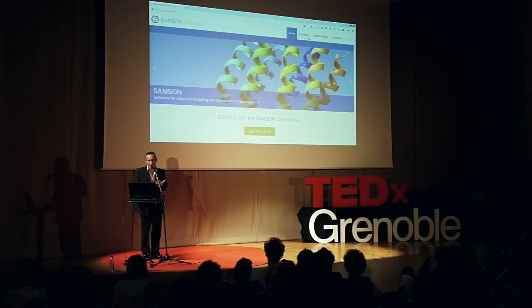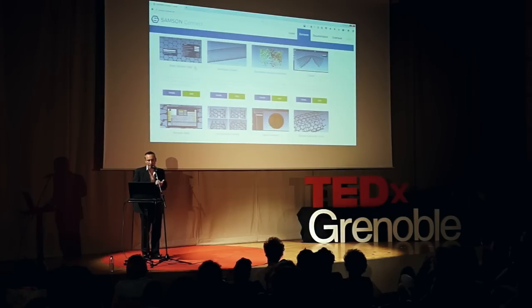You have SAMSON elements that you can download, and so if you're doing research in material science and you would like to do nanotubes, then you will just add a SAMSON element for carbon nanotubes. And what we are hoping now is that researchers are going to integrate their own expertise inside this type of software, and that they will be able to work together and address big issues. Thank you very much.